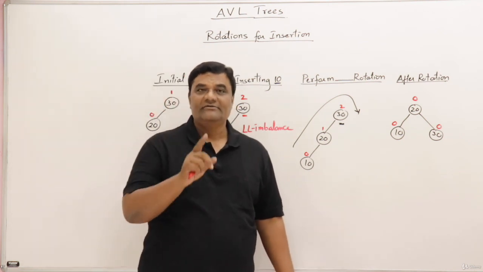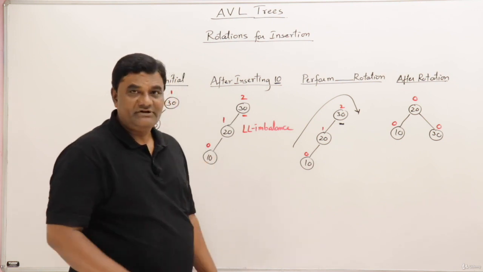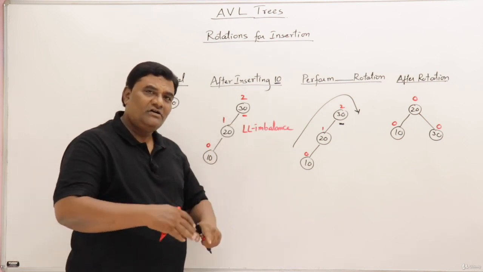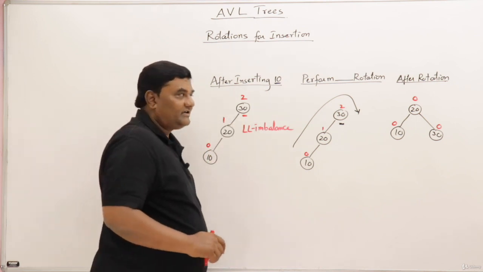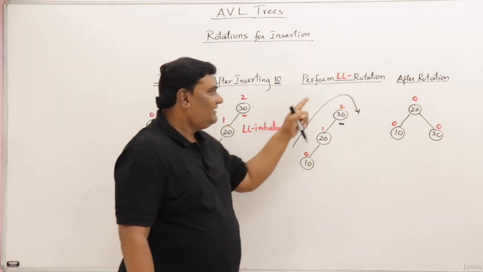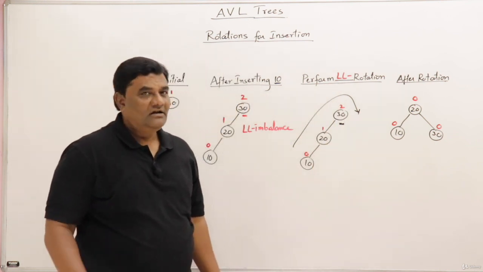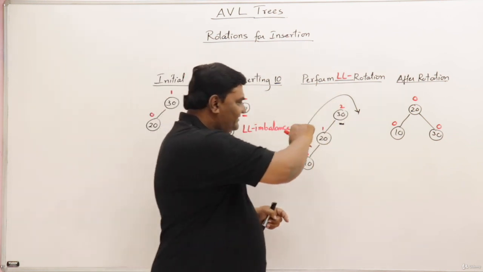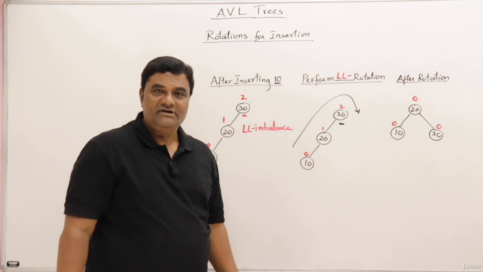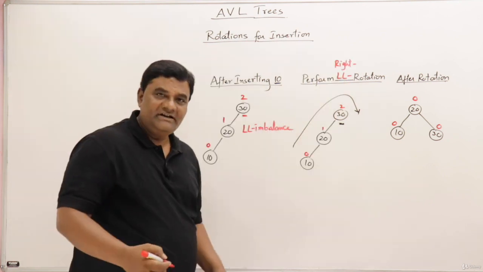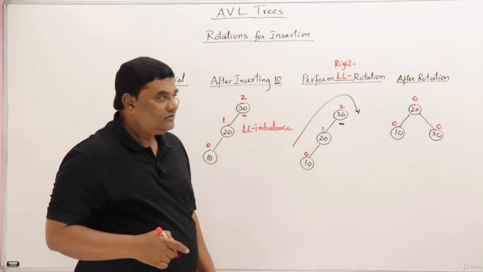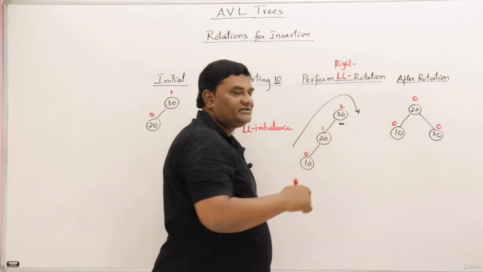Now a few important things. First thing, what should be the name of this rotation? The imbalance I explained as LL imbalance, right? So let us call the rotation also LL rotation. Based on the imbalance, I have given the rotation name also as LL. Now you can say that no, it is rotating on the right hand side, we are pulling it on the right hand side, so call it right rotation. That is also correct. Then somebody may say that no, it is rotating like a clock, so it is clockwise rotation. Okay, call it clockwise rotation.